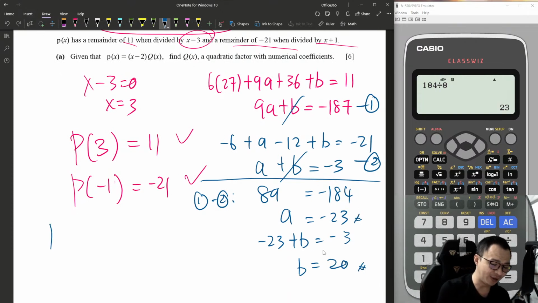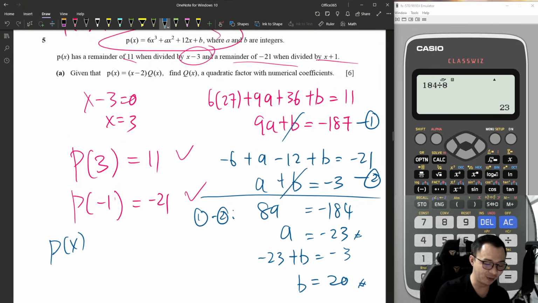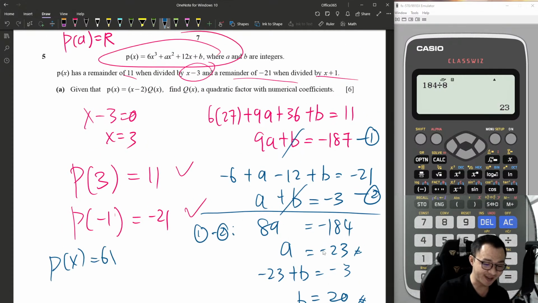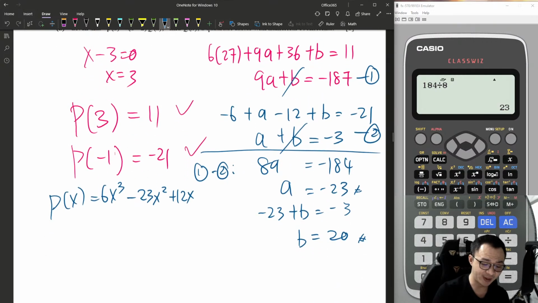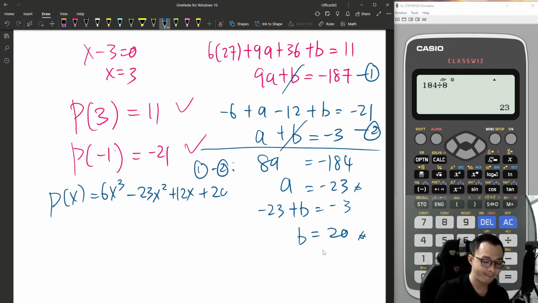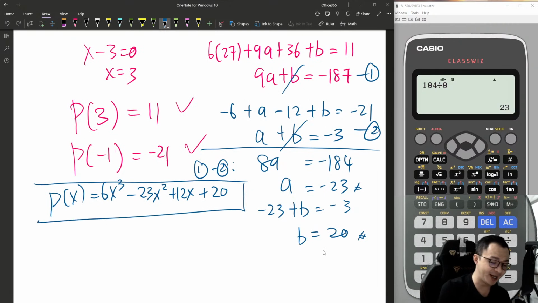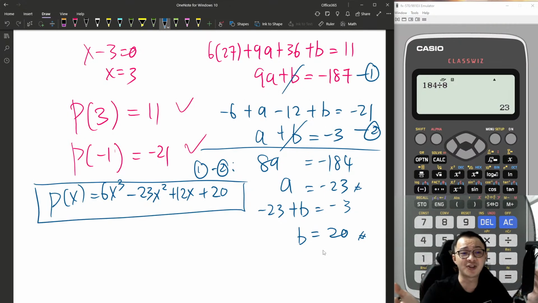After I got this one, I'm going to rewrite my whole equation to make it look nicer. So it'll be 6x cubed minus 23x squared plus 12x, b is 20, plus 20. Okay, this is my px equation. After I solve already, find my a and b.